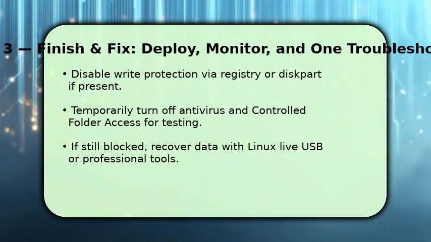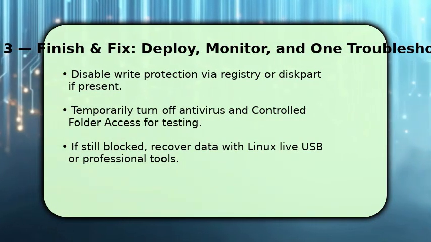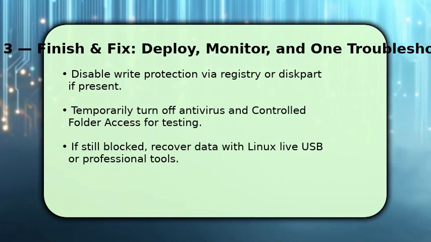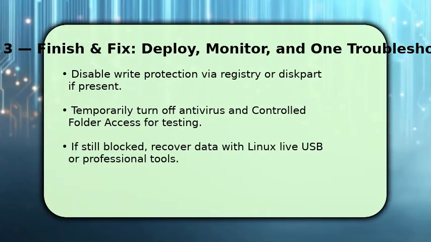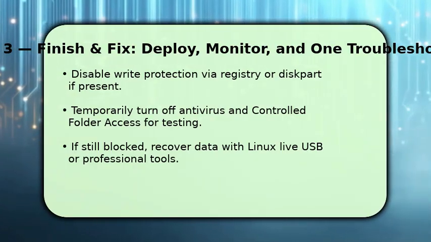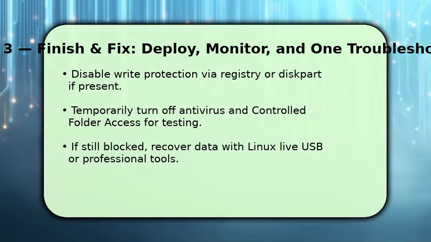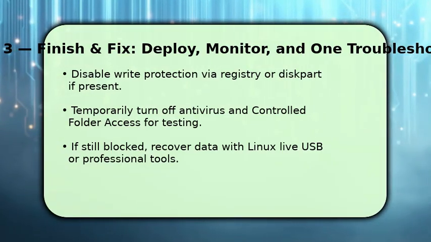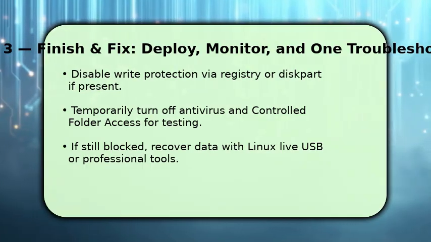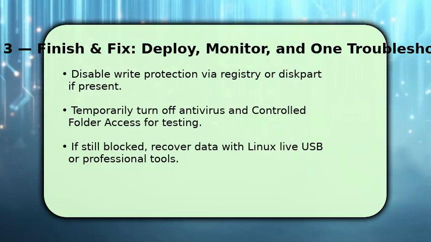Finish by removing write protection and security blockers. Use diskpart or the registry key WriteProtect to clear a locked state, but be careful. Temporarily disable antivirus and controlled folder access so security software isn't causing denial. If access is restored, re-enable protections and create an exception.